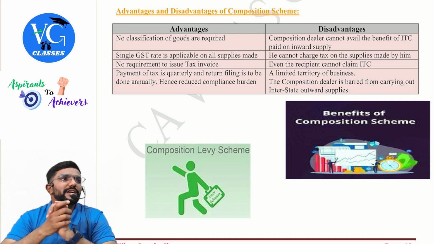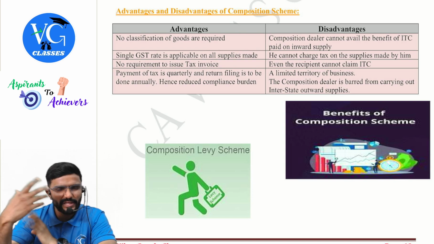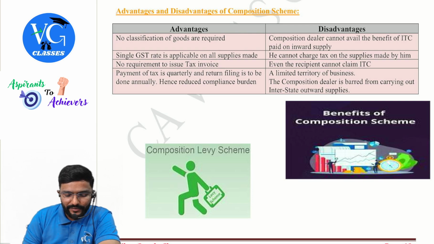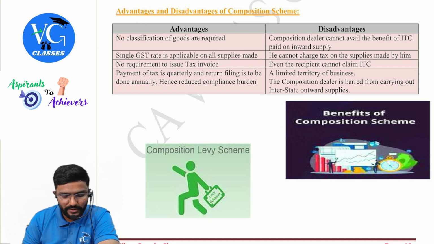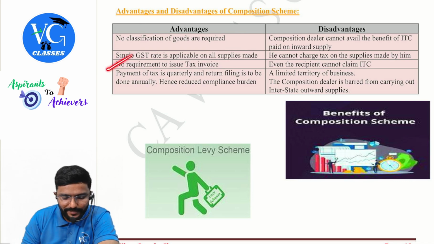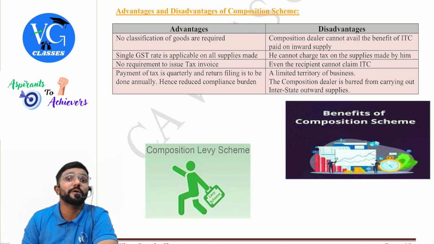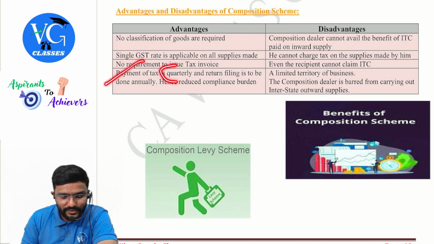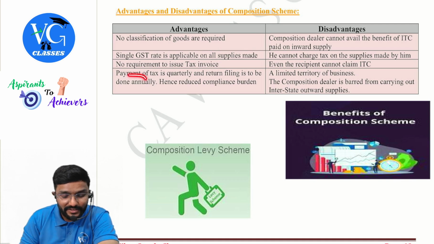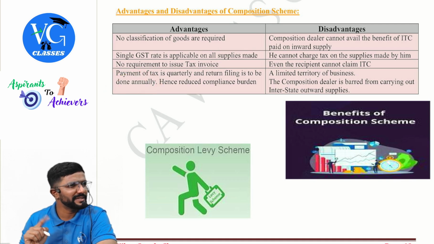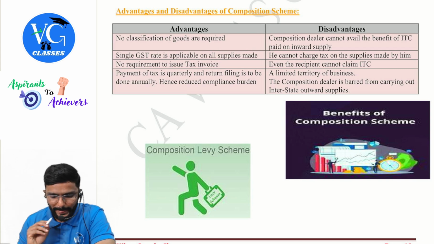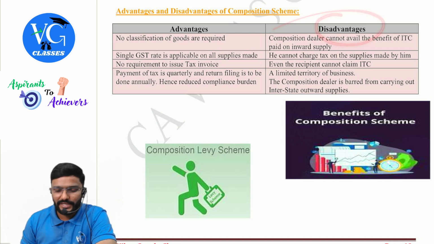Advantages and disadvantages of composition schemes. Theory questions might be expected. For advantages, I am reading first. No classification of goods is required. Single GST rate is applicable on all the supplies made. Then no requirement to issue tax invoice. What will he issue? Bill of supply. Then payment of tax is quarterly, whereas if you are under 9, monthly you have to pay. And return filing is annual. Payment statements you have to file quarterly, but return is annual. GSTR 4.